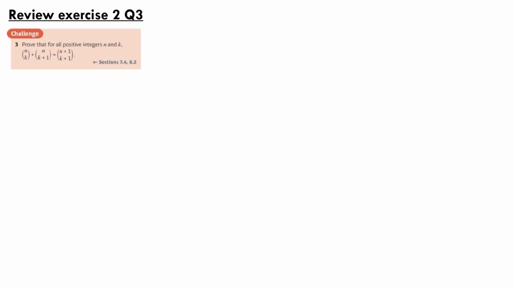And for question 3, we're asked to prove that for all positive integers n and k, n choose k plus n choose k plus 1 is equal to n plus 1 choose k plus 1. So for this question, we're going to have to use the n choose r formula. n choose r is equal to n factorial over r factorial times n minus r factorial. And this will come in very useful for the rest of the question.